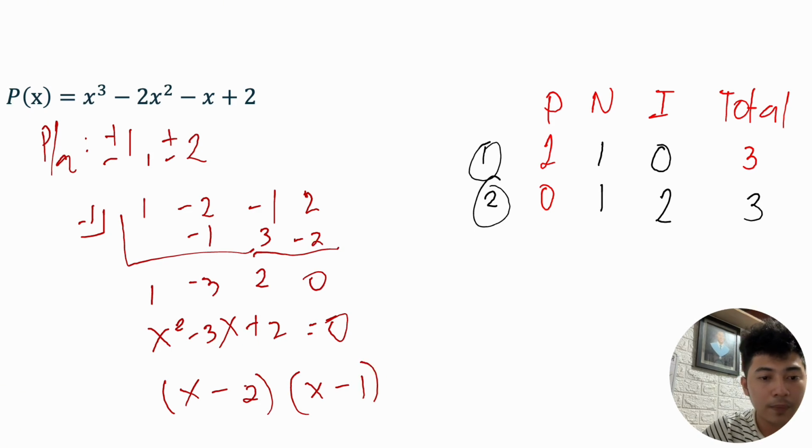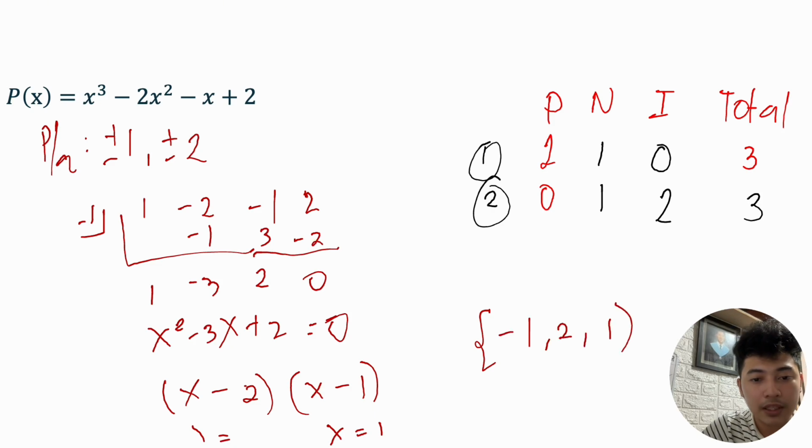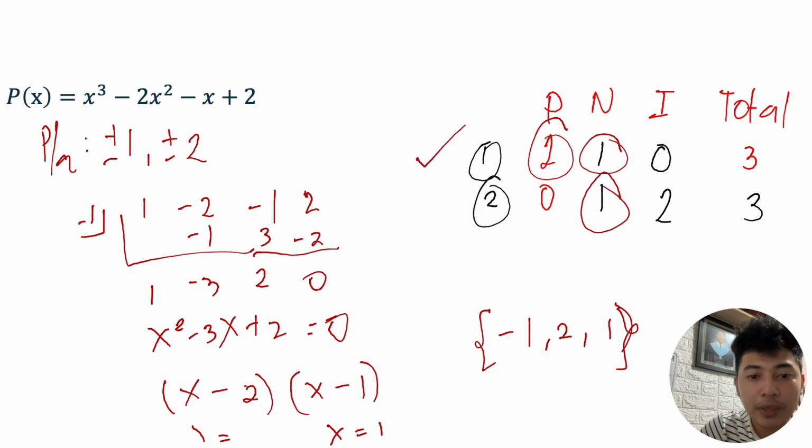So, therefore, kung x minus 2 is the factored form, the root here is positive 2. If x minus 1 is the factored form, the root here is positive 1. So, the roots are negative 1, positive 2, positive 1. Ilan ang negative dyan? Isa. Ilan ang positive? Dalawa. So, therefore, itong first row, yung pinaka-solution natin, dalawang positive, isang negative.